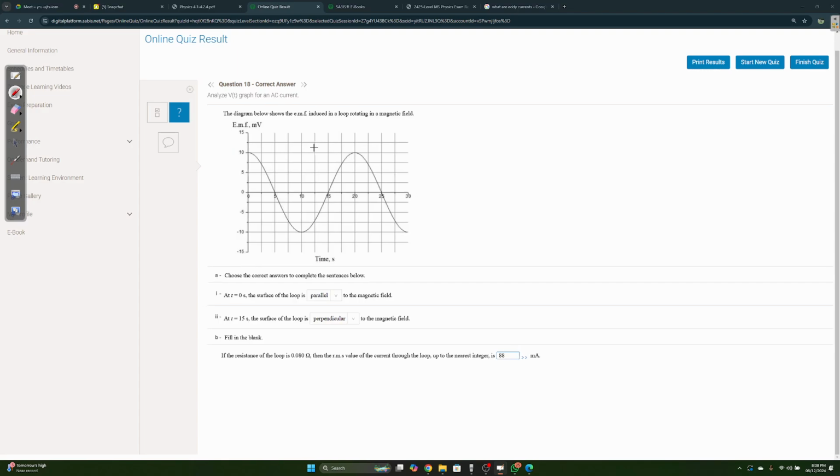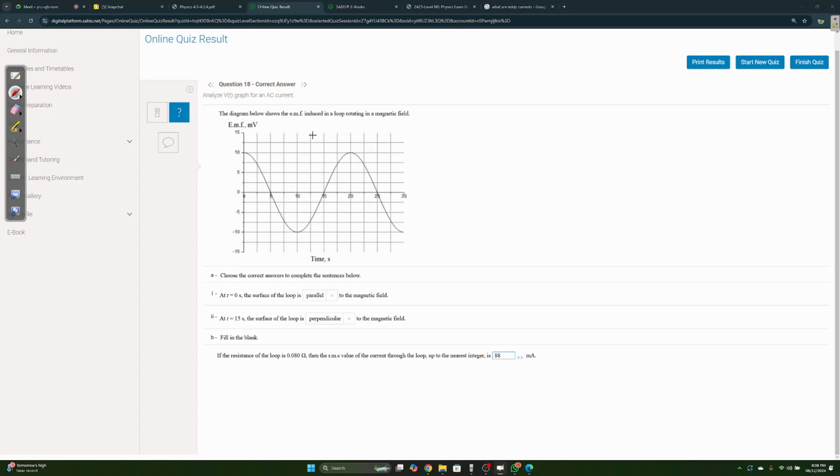Question 18. The diagram below shows the EMF induced in a loop rotating in a magnetic field. At t equals 0 seconds, the surface of the loop is what? At t equals 0 seconds, it's maximum, right? When it's maximum, what happens? The flux is max when it's parallel, right? And then, at t equals 15 seconds, the flux is equal to 0.